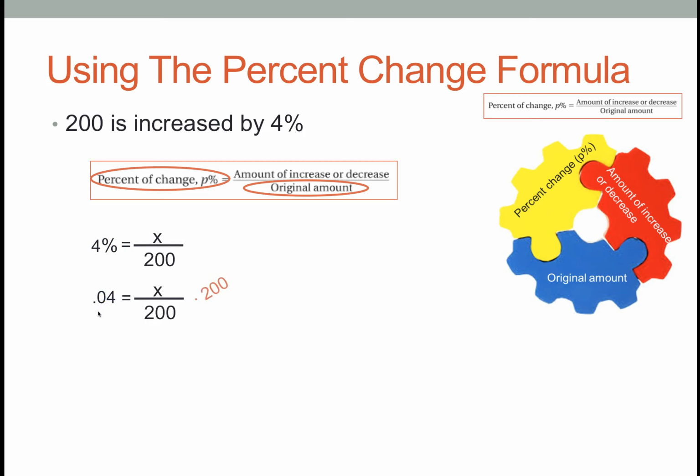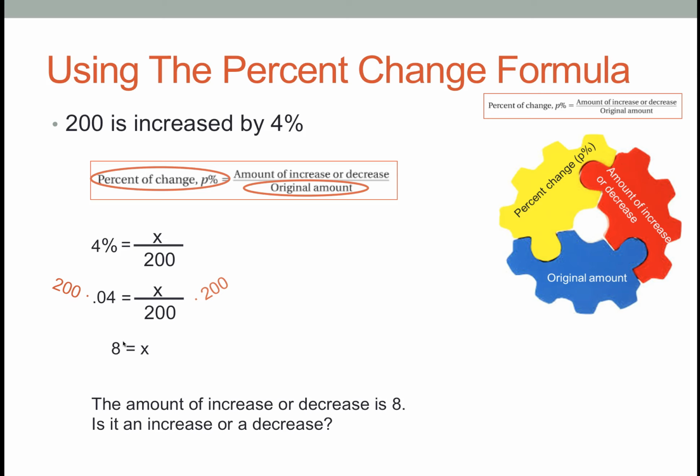So now we're going to multiply both sides by 200. So we're going to undo division with multiplication. And when we multiply the 200 right here in the denominator by 200, that cancels out. So we're multiplying 200 by 0.04, or 4 hundredths, and we get x equals 8. Now, that's my amount of increase or decrease. So we need to ask ourselves, is this an increase or a decrease? So we are told in the question that it's an increase. It's an increase of 4%.